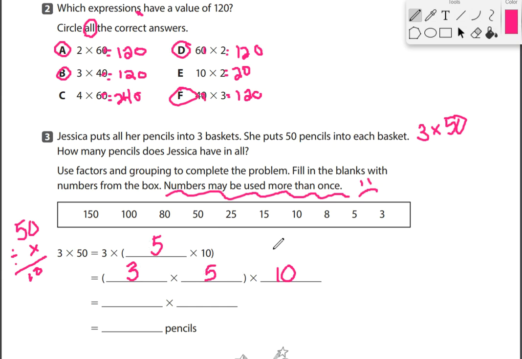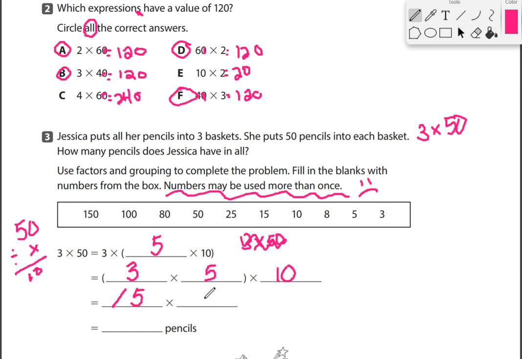Because if I leave my parentheses around 5 and 10 and I go and I multiply again, I end right back up with 50. I end up with the same problem I started with, 3 times 50, because 5 times 10 is 50. That doesn't do me any good, because I've got that right here. I'm trying to make a different problem. So if I want to make a different problem, I need to find the product of 3 times 5. 3 times 5 is 15.